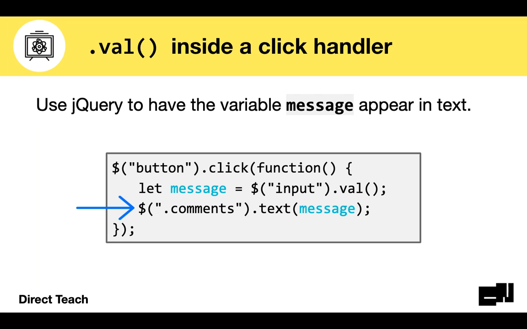Then we need to use jQuery to have the variable message appear in the text. We have already used .text, except normally in the .text field we put in like hello, or for your last project, like you found the treasure in quotes. Notice that variables do not go in quotes. So this third line here is saying we're going to take whatever the value of the variable message is, and we're going to put that text into whatever class comments is. All right, again, no quotes.